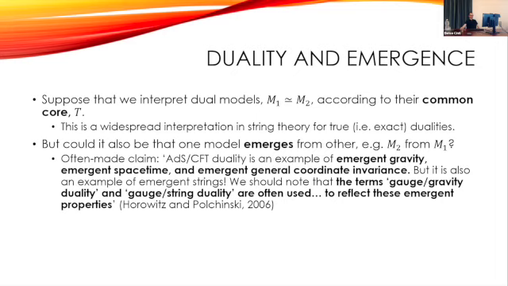So space-time emerges, general covariance emerges, strings emerge, and in fact, in the last sentence, they say that gauge gravity duality and gauge string duality are often used to reflect these emergent properties. So they seem to be saying that somehow duality is another word for emergence. This might remind you of the discussion of reduction and emergence in physics, where emergence for physicists is very often the same thing as reduction. Of course, for us philosophers, that's quite surprising.